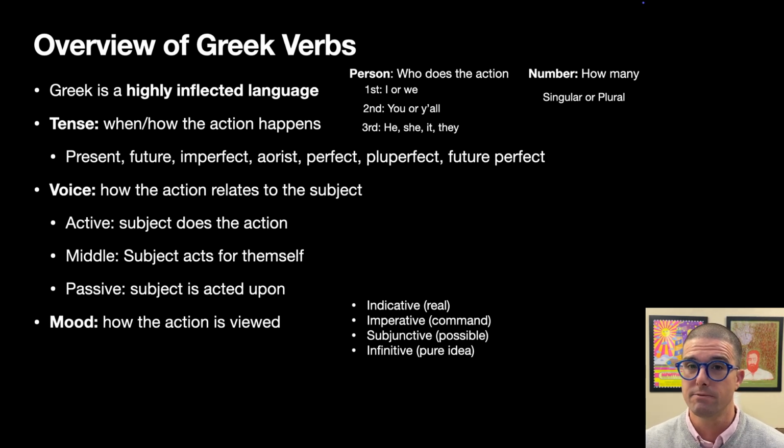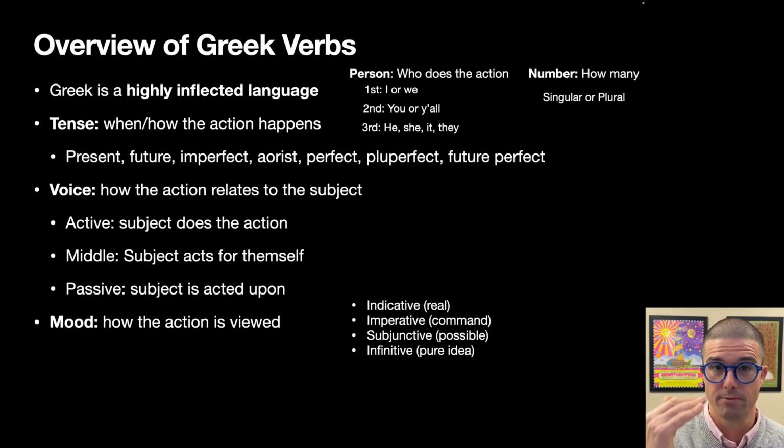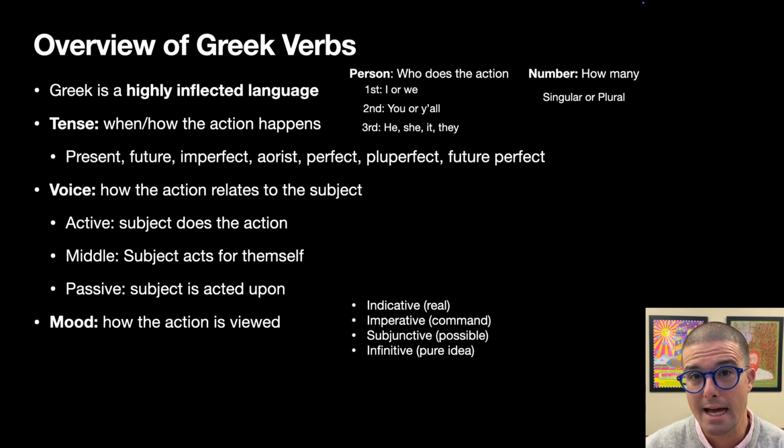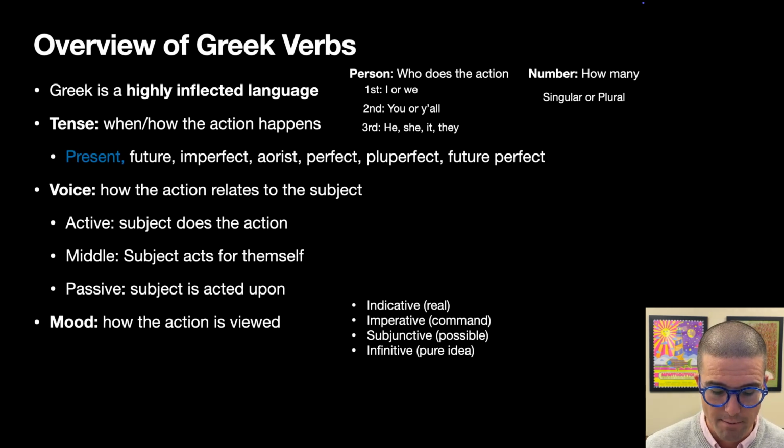It changes its forms to indicate that it's present active indicative and also to indicate the person, whether it's first person, second person, third person. First person being I in the singular, we in the plural, second person being you in the singular or y'all in the plural, and third person being he, she, it in the singular or they in the plural. Greek will change its endings to indicate that information.